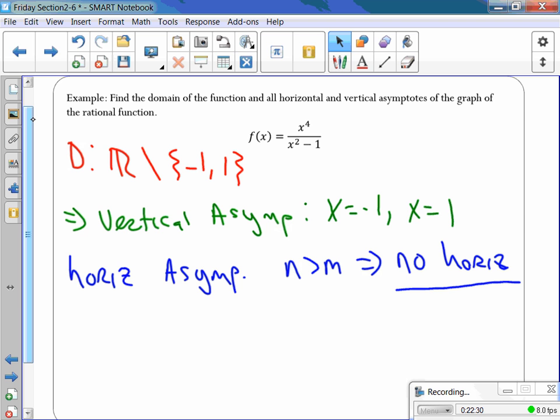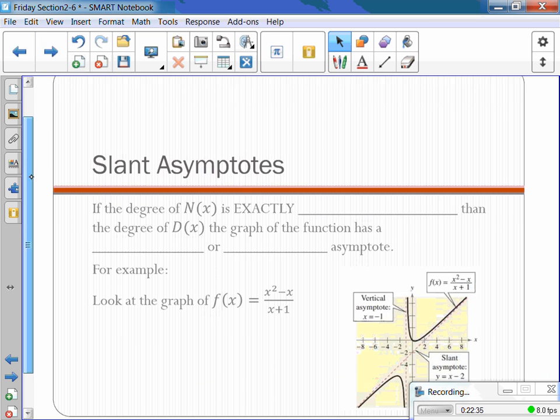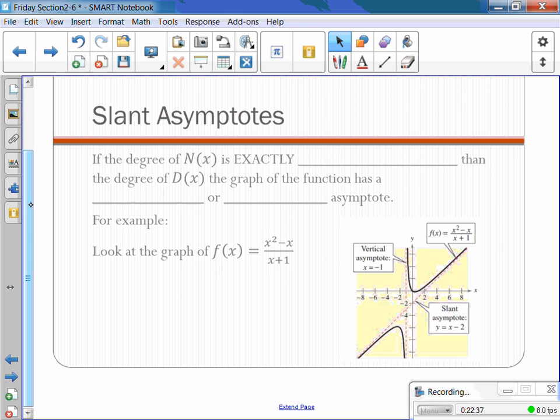It's called a slant asymptote. Okay, does that make you guys feel better that there is something? No? Yes. So if the degree of n, my numerator, is exactly 1 more than the degree of the denominator, the graph of the function has a slant or oblique asymptote.